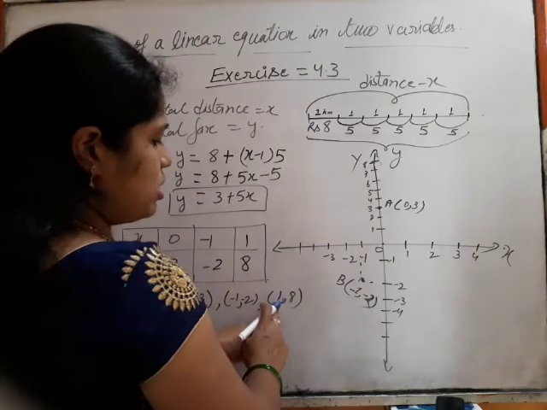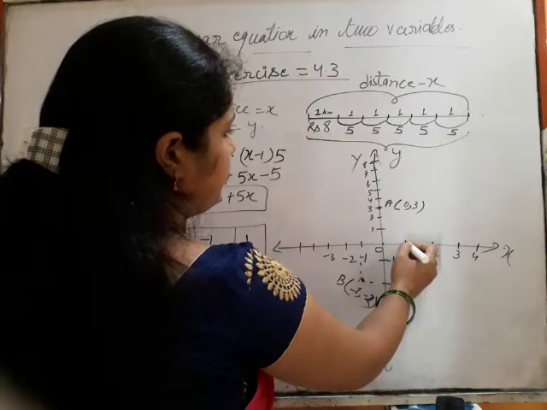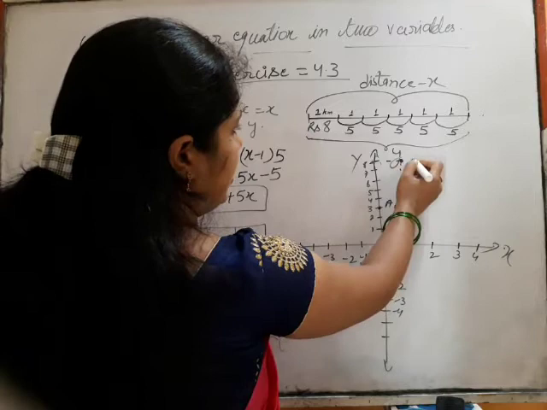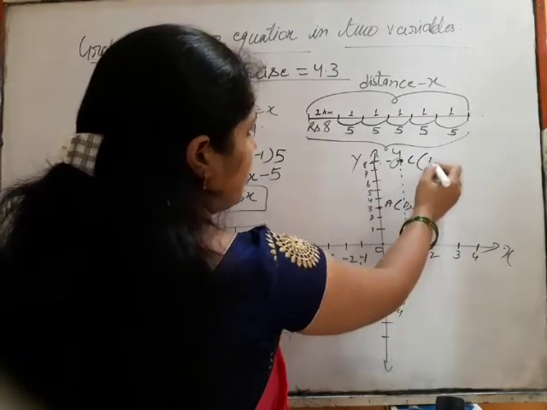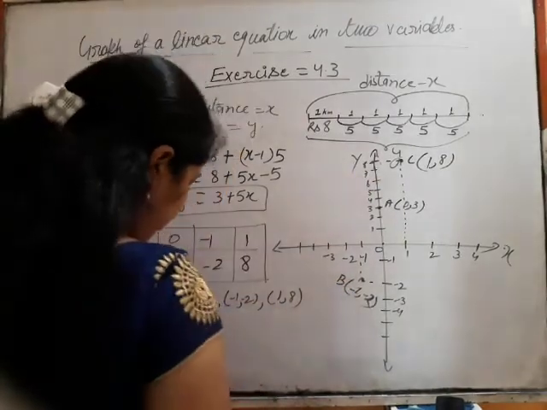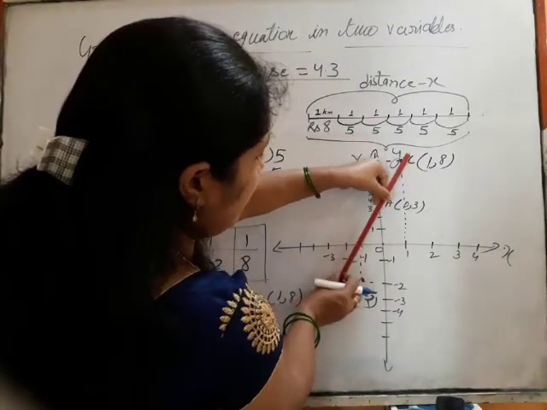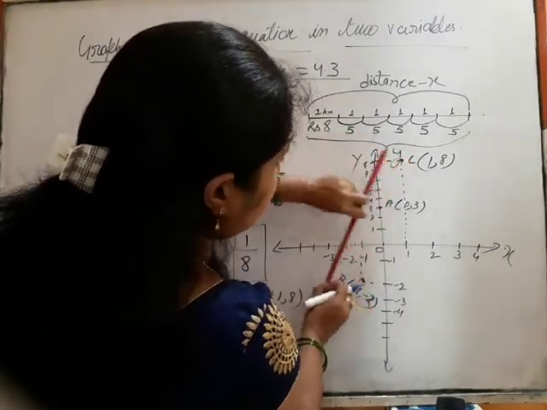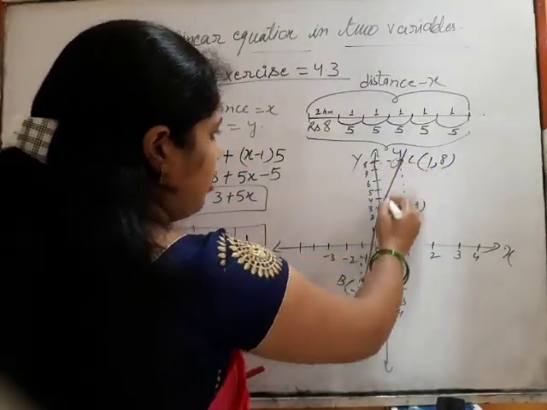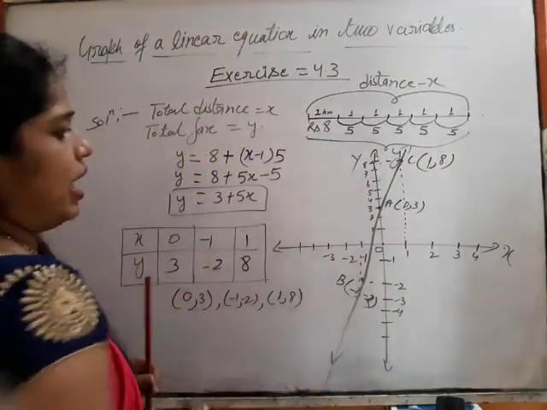Now the third one is 1 and 8. Value of x is 1 and the value of y is 8. So let us draw the perpendiculars. They are meeting each other at 1 and 8. So 3 points we have got. With the help of a scale, you can join all these 3 points like this. Okay. Roughly I am drawing here, which will look like this. Okay. So this is the line.